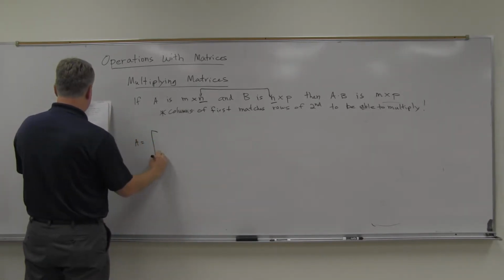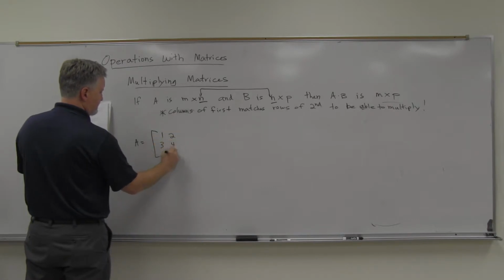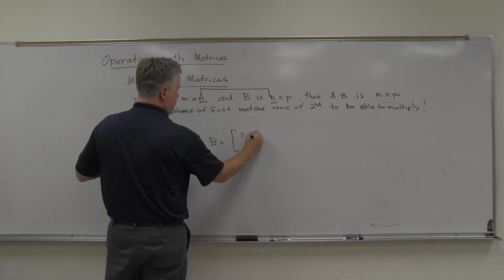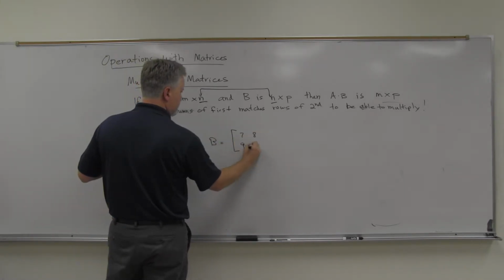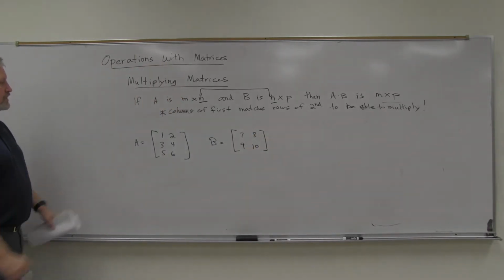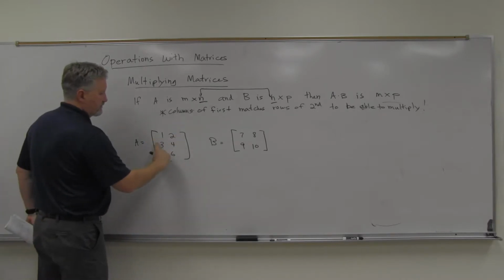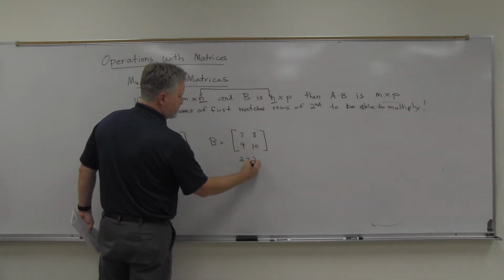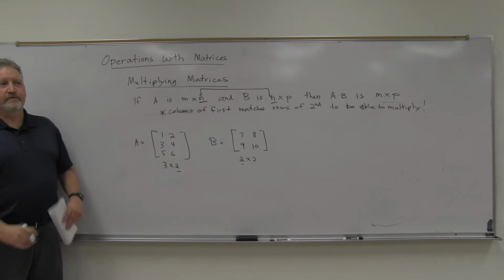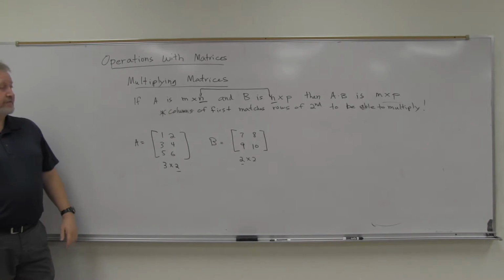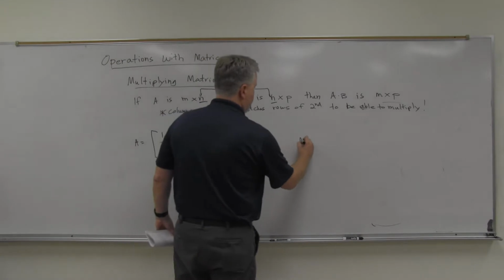So let's say A is 1, 2, 3, 4, 5, 6. And then B is 7, 8, row 1, and then row 2 is 9, 10. So I've got here, this is 3 rows, 2 columns. And this is 2 rows, 2 columns. So we've got the proper dimensions matching. Columns here match the rows here for multiplication. So let's talk about what A times B is.